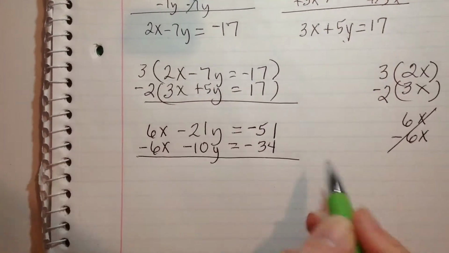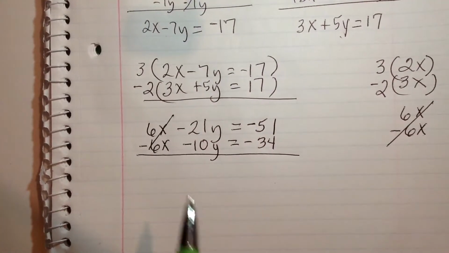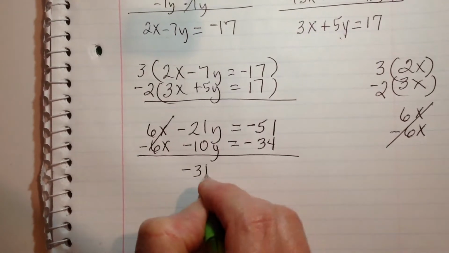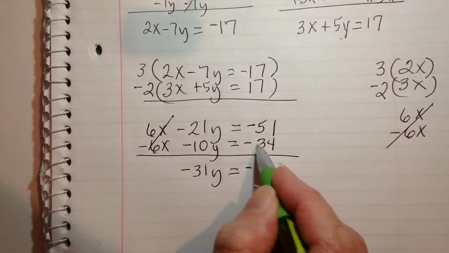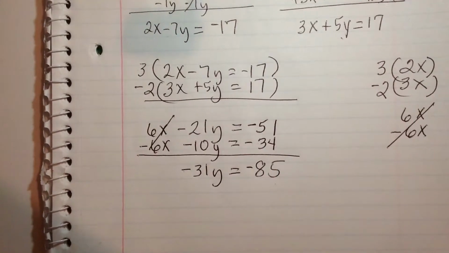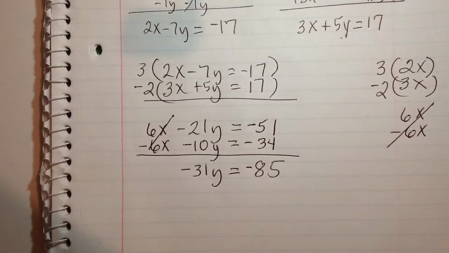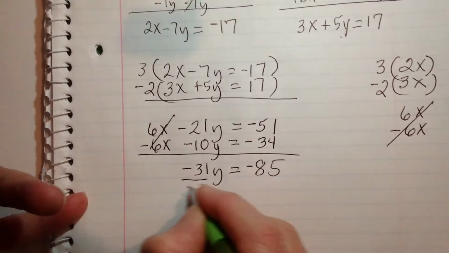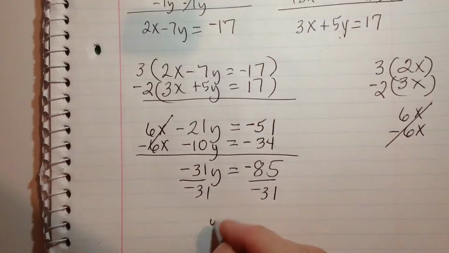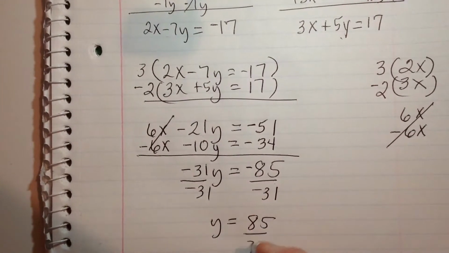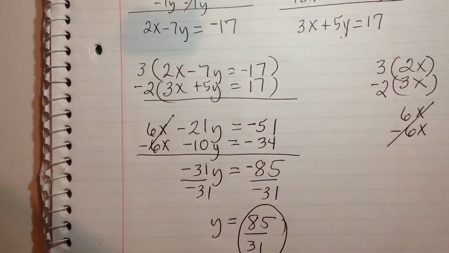So now let's add these two lines together. The 6x's cancel. Negative 21 and negative 10, that's negative 31y. When you add negative 51 and negative 34, I get negative 85. So when I divide both sides by negative 31, 85 divided by 31, I end up with a decimal. So I'm just going to leave that in reduced, simplified fraction form, 85 over 31. I don't think there's a number that'll go into both of those, and therefore I'm just going to leave it in that fraction form.